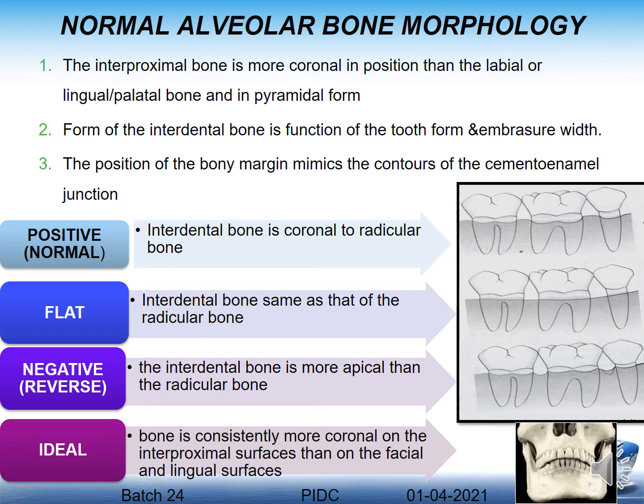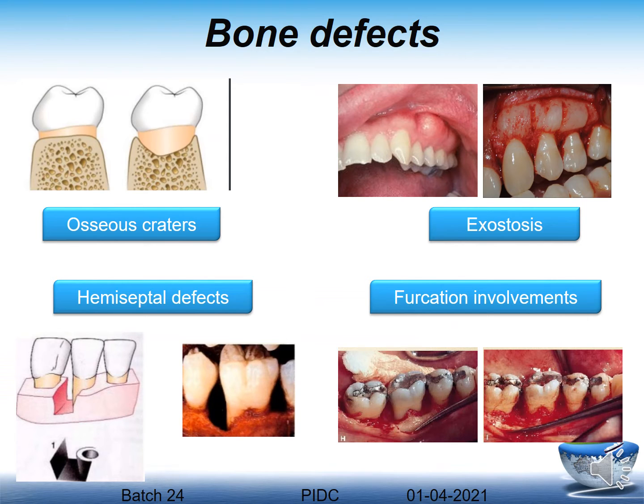Ideally, the bone is consistently more coronal on the interproximal surfaces than on the facial or lingual surfaces. So we try to maintain this positive architecture after these surgical procedures when we do resective osseous surgeries, that is, the interdental bone being a little coronal to the radicular bone. What are the defects for which we can go on with these treatments? We can go on with resective osseous surgeries in cases such as osseous craters, where there is a two-wall defect.